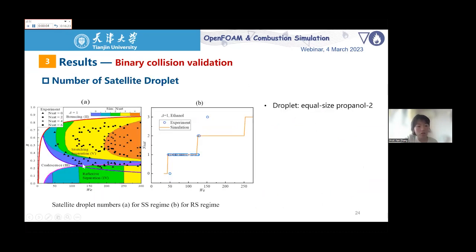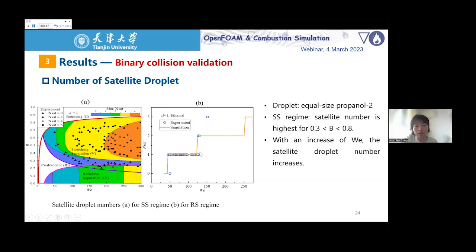The color shows the simulation result and the symbols from the experiment. We can see the number of the satellite droplets in the different regimes. As for the stretching separation regime, we can find that most of the satellites are formed in this region when the B is between 0.3 to 0.8. And the simulation result is consistent with the experimental results. If we increase the wave number, we can see the satellite droplets increase. The overall distribution of the satellite droplet number is well captured compared with the experiments.